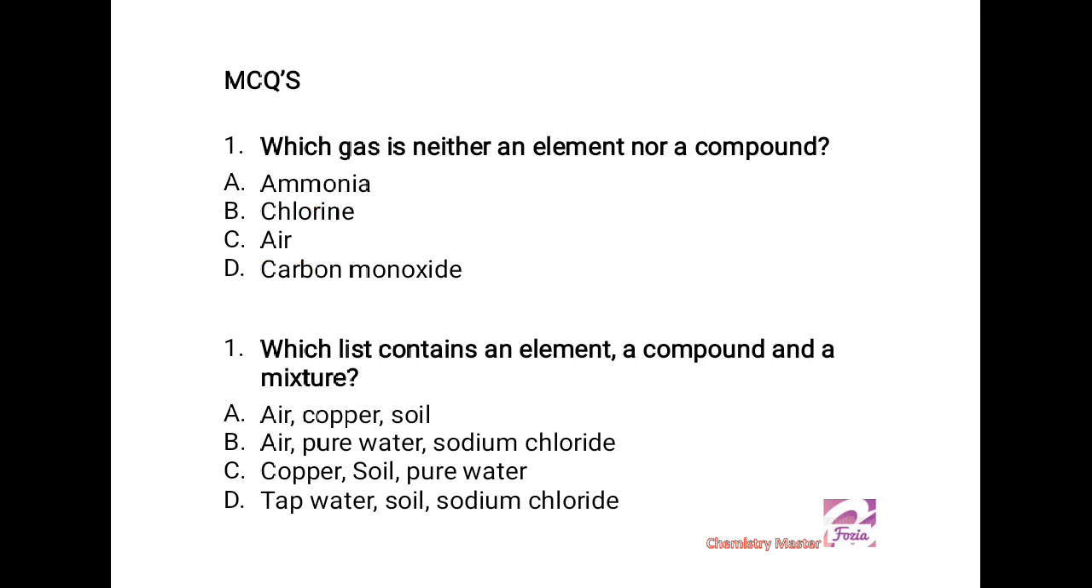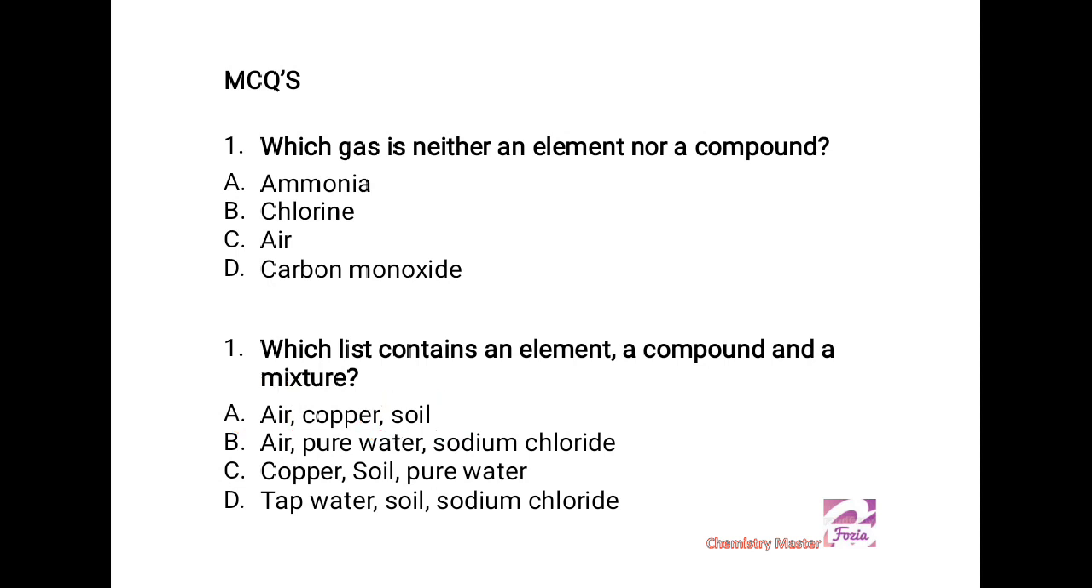Okay, the next MCQ, which list contains an element, a compound and a mixture? Again, all the options are taken from 3 different categories. You have to select the option which has one element, one compound and at least one mixture. So you see option A, air is a mixture, copper is an element. Yes, it's a metal. It's a very good conductor of electricity. And when we see soil, soil is also a mixture. So in option A, 2 of the mixtures are given.